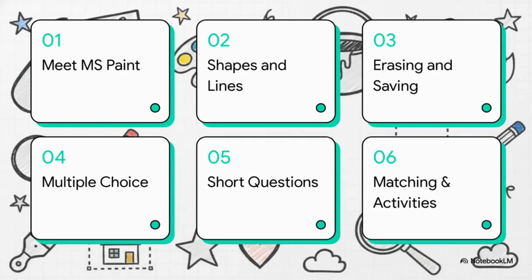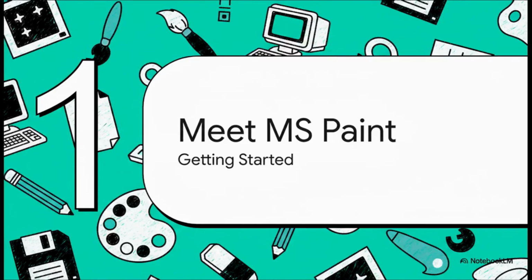So, here is our roadmap for today's explainer. First, we'll meet MS Paint, explore drawing shapes and lines, and cover erasing and saving art. After that, we'll test your brand new skills by solving multiple choice questions, answering short questions, and wrapping up with matching, labels, and activities. All right.